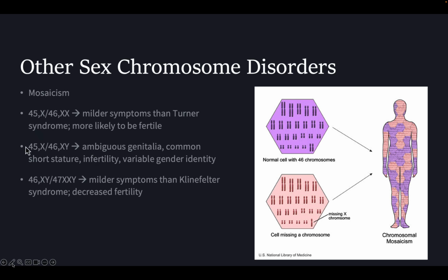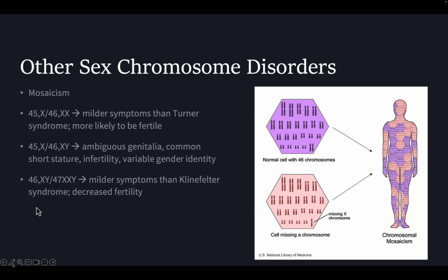What if you had an issue during mitosis in the early embryo where some of the cells didn't get the Y they were expecting? So this could be ambiguous genitalia, short stature, infertility, variable gender identity.